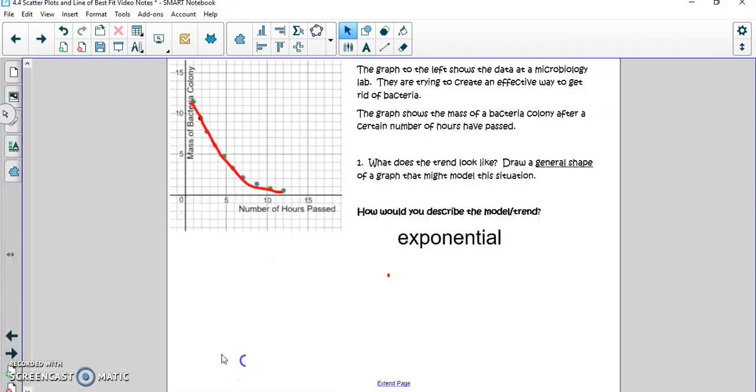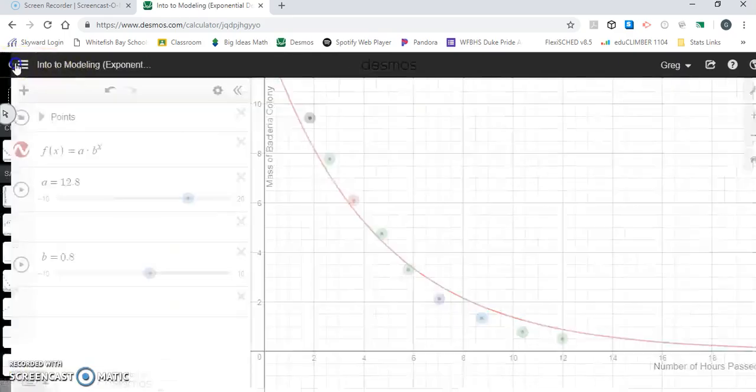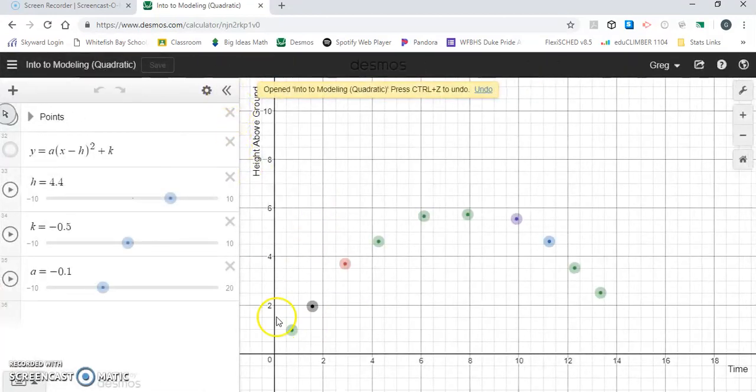Another example: here we can see the height of a ball after I have kicked it. Let me pull that up here. When I'm kicking a ball, obviously it starts low on the ground, it goes up in the air, and then as it reaches its maximum height, the ball should start coming back down to the ground.